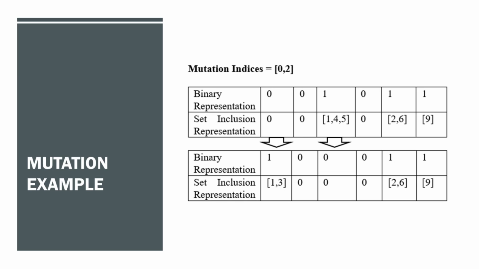And then for our second index, which is 2 in the list, we originally have an inclusion there. We have a 1 in the binary representation. So what we do there is we take that 1 and we flip it to a binary 0, and that affects our set inclusion representation by removing that subset of 1, 4, and 5, and we just indicate that it's not included by holding a 0 in that position instead.